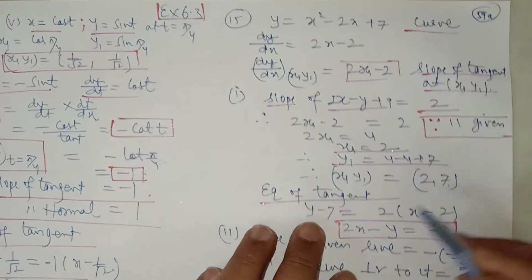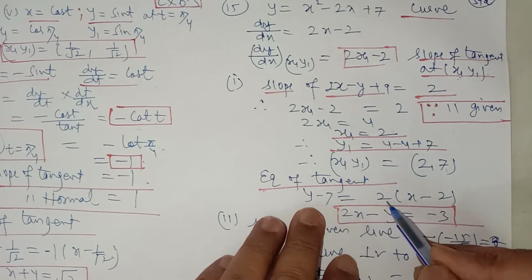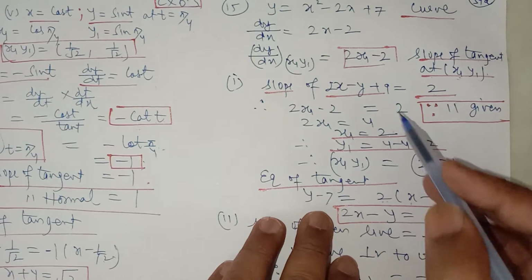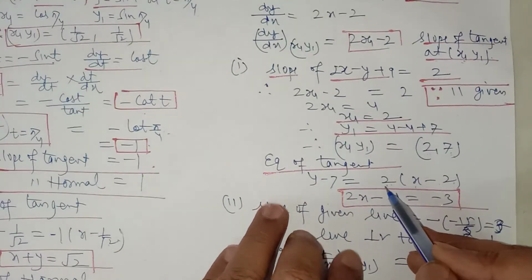So the equation of tangent, we know that y minus y1 is equal to slope times x minus x1. x1, y1 we have already found out. The slope of the tangent will be the slope of the line, which is equal to 2.